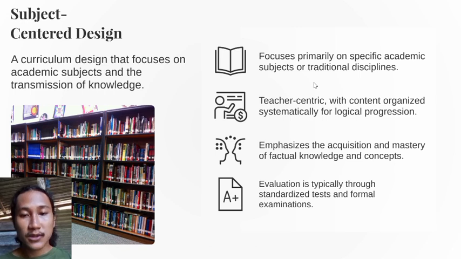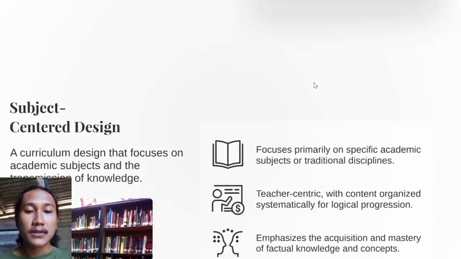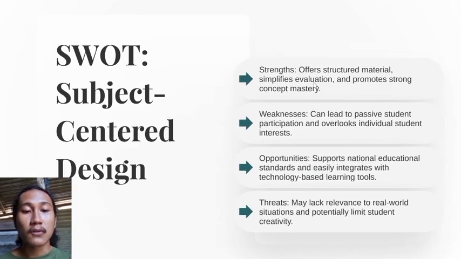And next one, the last characteristic is evaluation is typically through standardized, fast, and formal examination. So student achievement is typically measured through examination, like the written test, quiz, or academic assignment. Okay, so that's the meaning of subject-centered design and the characteristic. And then next up, SWOT of subject-centered design.